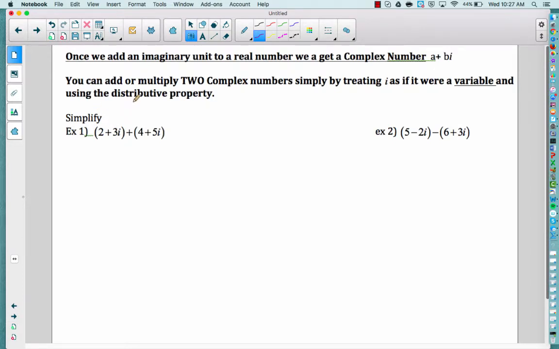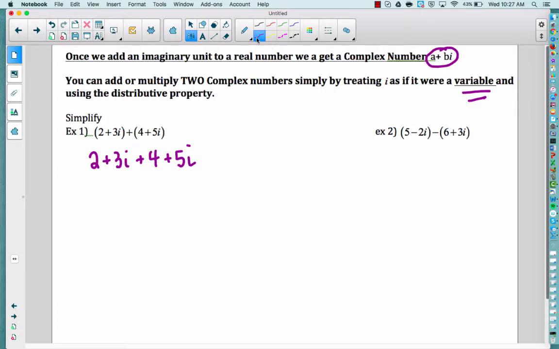Once we add an imaginary unit to a real number, we get a complex number. And remember I said that the a was the real part, the bi was the imaginary part. You can also add or multiply two complex numbers simply by treating i as if it were a variable and using the distributive property. So example 1, we have 2 plus 3i plus 4 plus 5i. The parentheses don't really matter, so I can actually remove them because it's addition. They matter if it is subtraction.